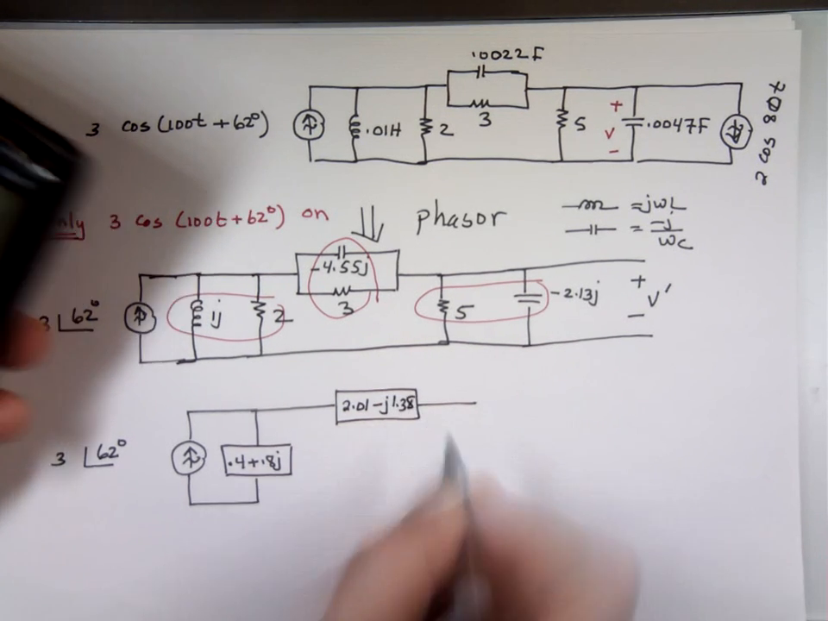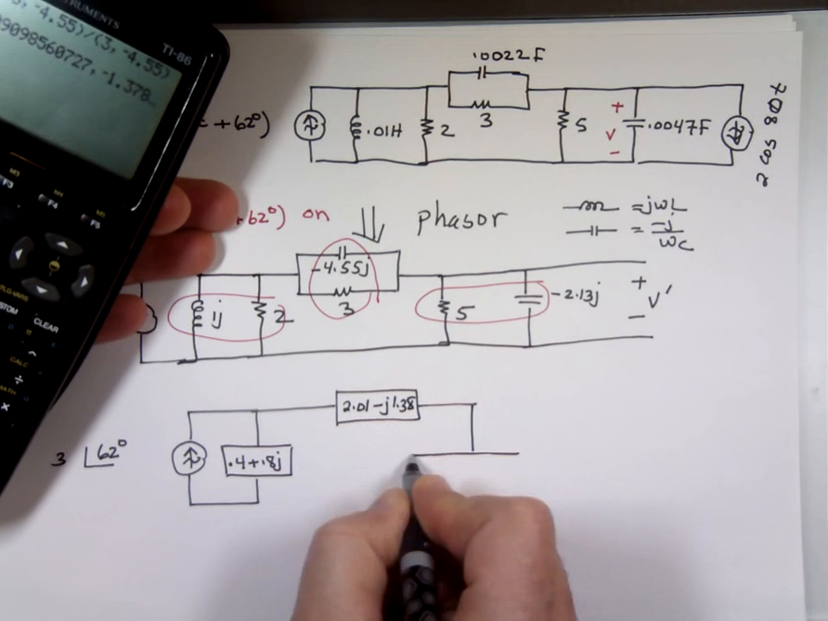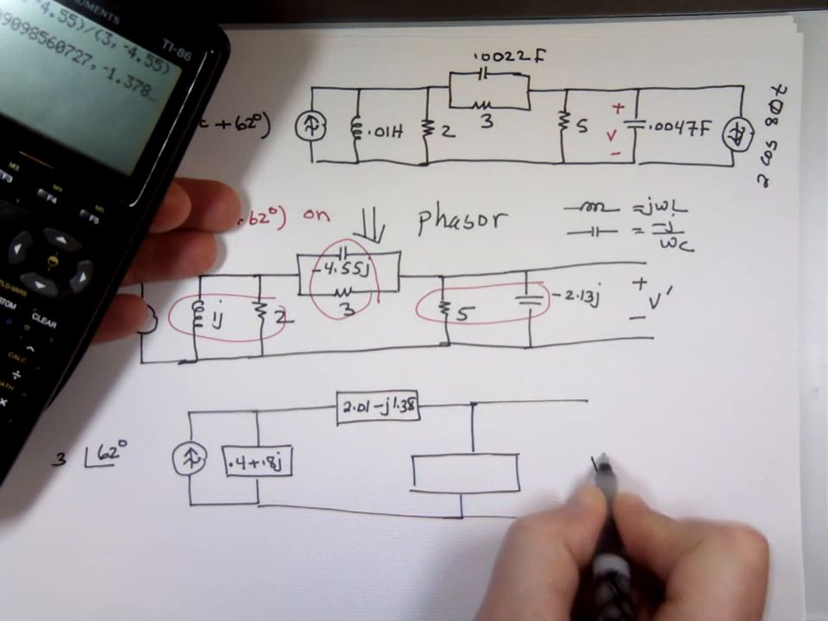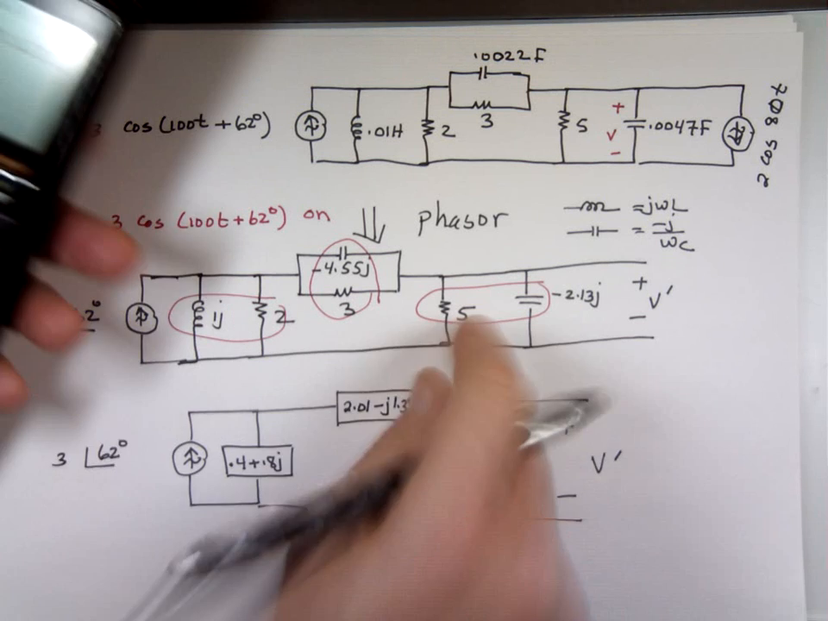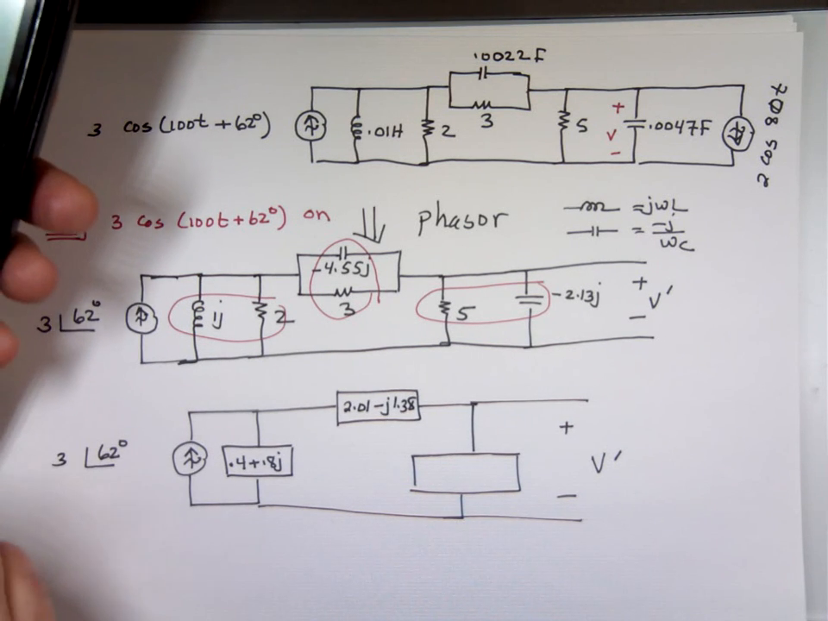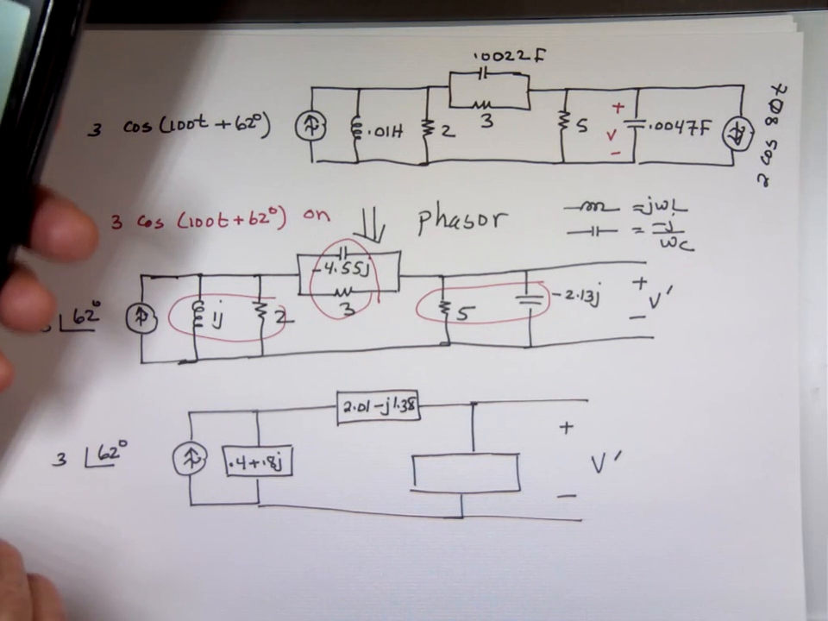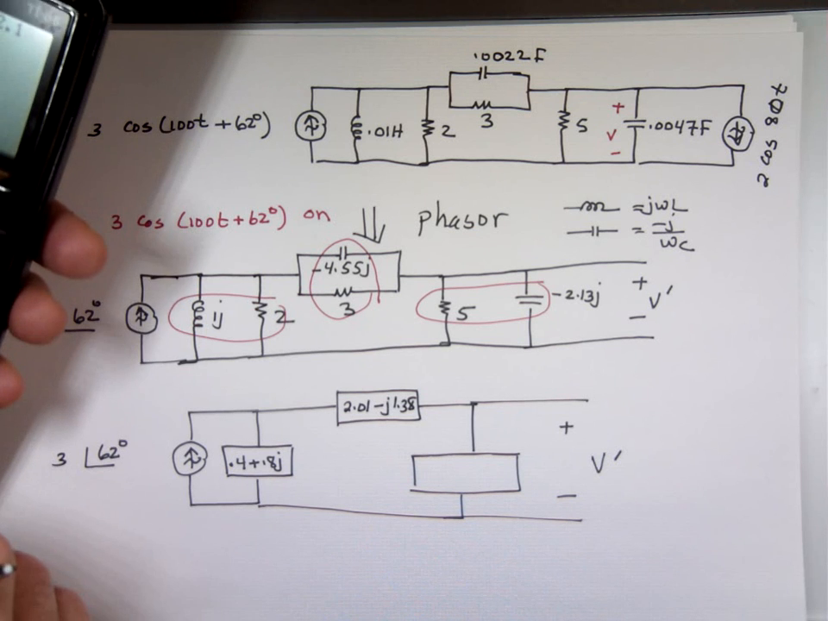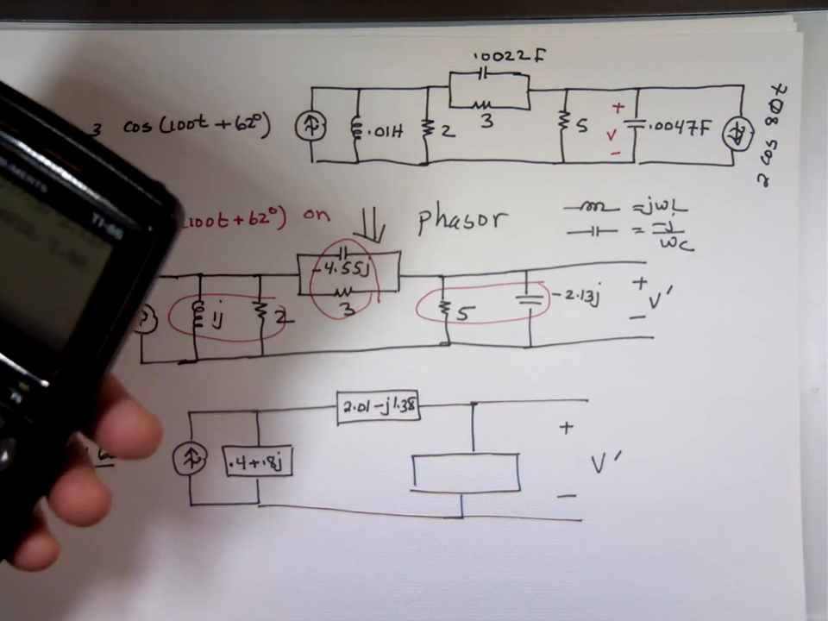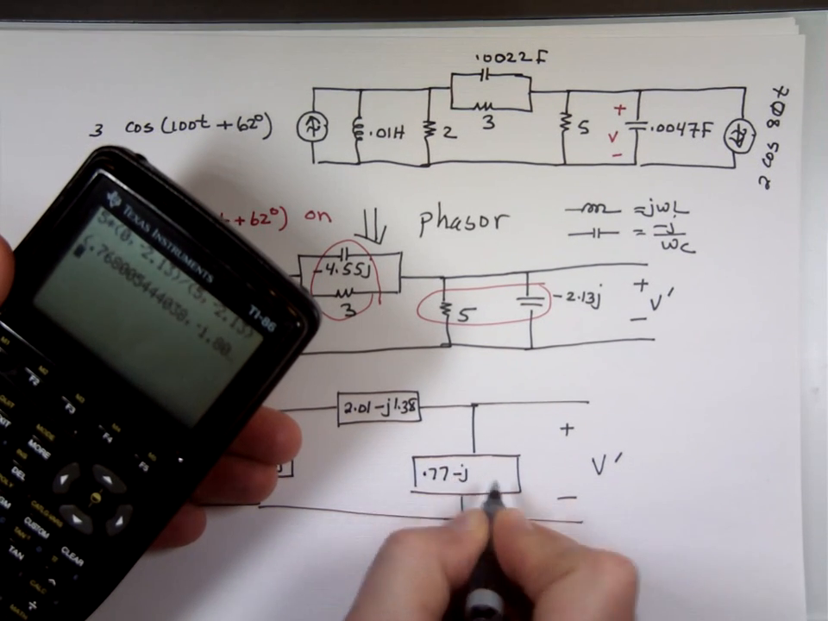Then I can combine these guys into one, product over the sum. 5 times 0 comma negative 2.13, divided by the sum of them, 5 comma negative 2.13. And I came up with 0.77 minus j 1.80.